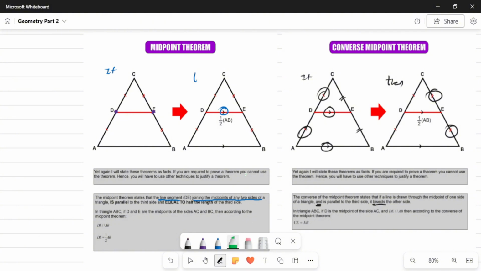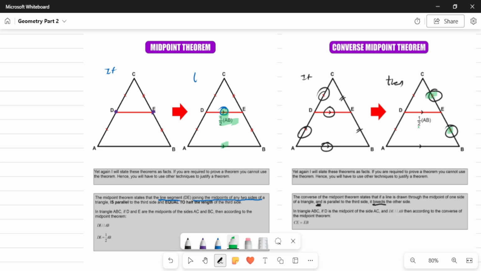Right, so let's go over this again. What conclusions can you make from the midpoint theorem? That the line segment will be parallel to the third side and half the length. What conclusion can you make from the converse of the midpoint theorem? That the second side of the triangle will be cut in half. It will bisect the second side. So that's extremely important. As long as you know your theorems, you can use them.